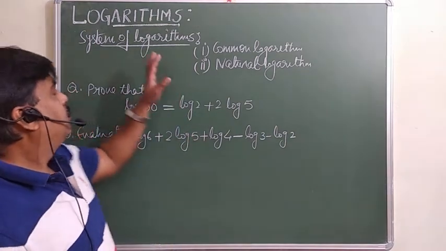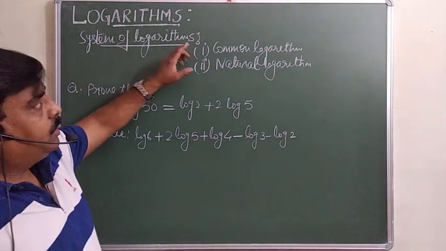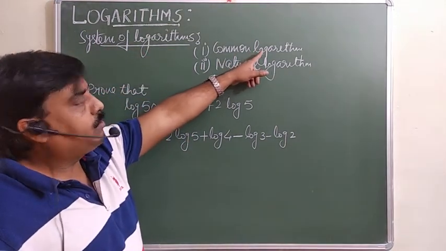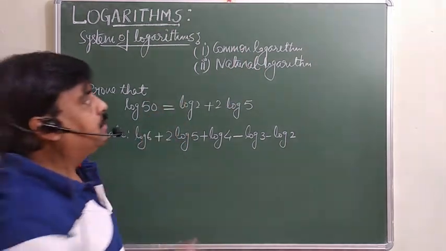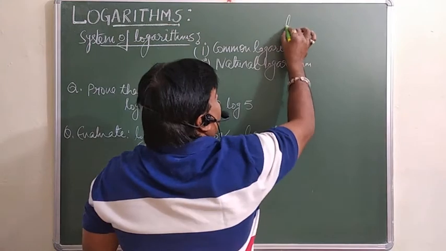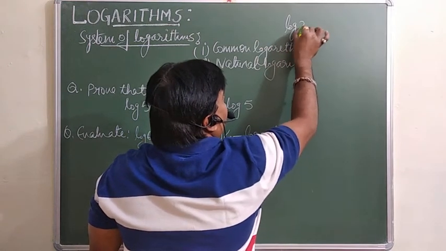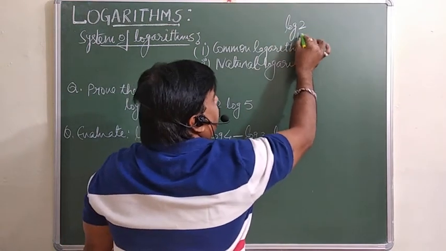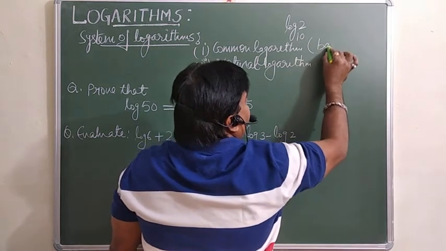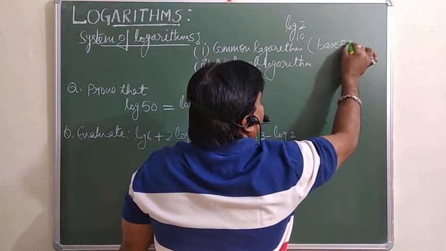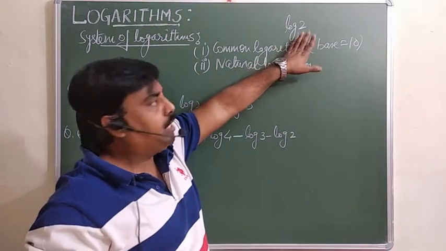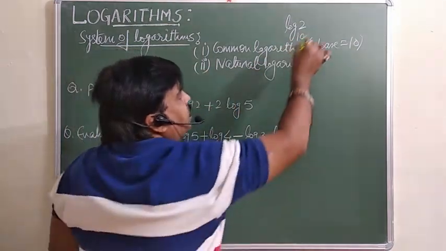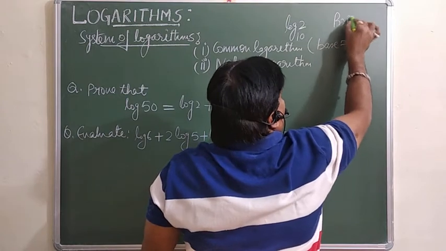Okay, now the system of logarithms. There are two systems of logarithm. First is the common and second is the natural logarithm. Common logarithm means if any log is given and the base is not given, then the base will be 10. In the common logarithm, the base is always 10. If the base is not given, it means the base is 10. This is also known as the Briggs system.